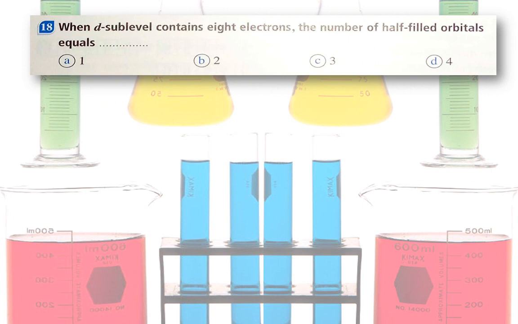Here we have question number 18. When the d sublevel contains 8 electrons, the number of half-filled orbitals equals, we have here 8 electrons. Half-filled orbitals means containing only 1 electron. We said that before, the d orbital is completely filled with 10 electrons. We have 5 orbitals, each one filled with 2 electrons, so we have 10 electrons. So we have 2 orbitals that have only a single electron, or are completely filled with electrons.